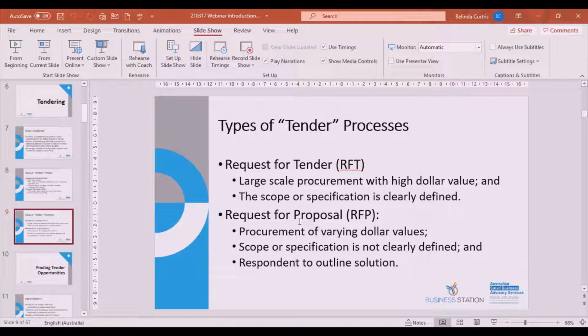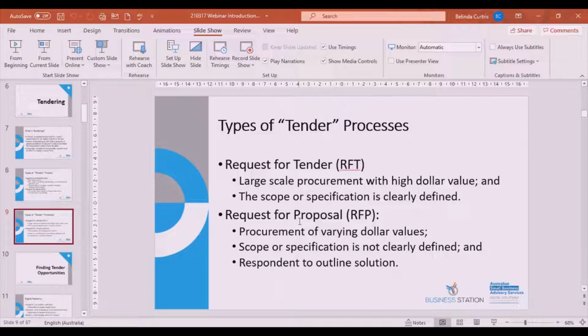The other option is a request for proposal, RFP, so again procurement of varying dollar values, but the scope or the specification is not clearly defined. So they're seeking a solution to a problem from you. They want to do something. A design and construct type contract is a good example where they're wanting to build a building and they're looking for design concepts as part of the tender process.